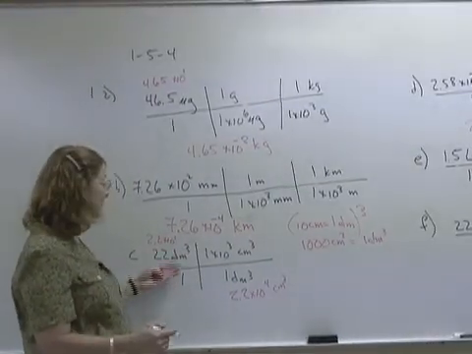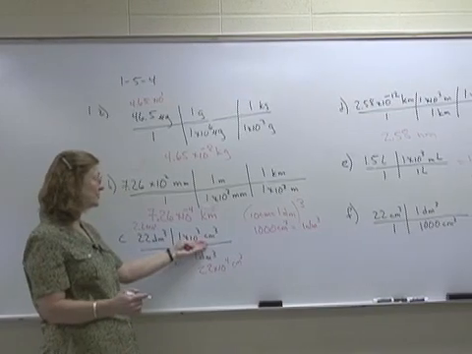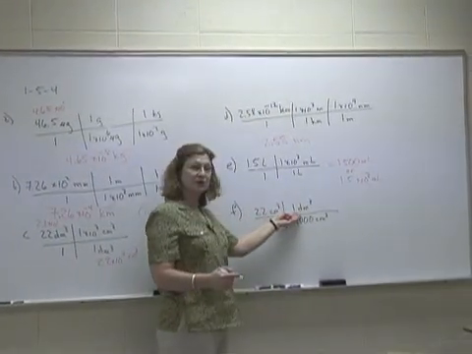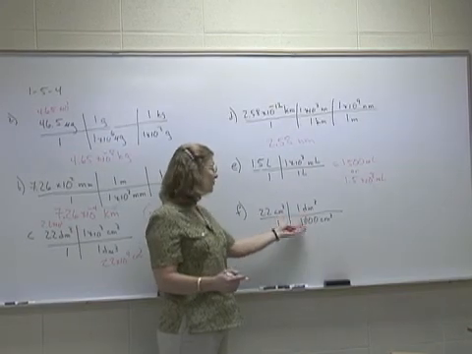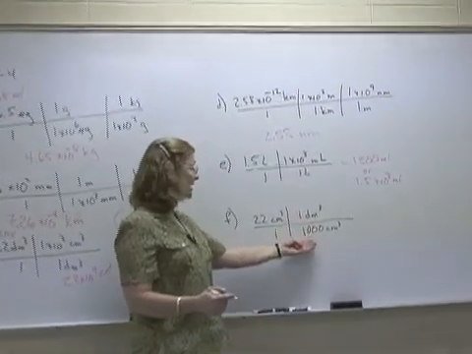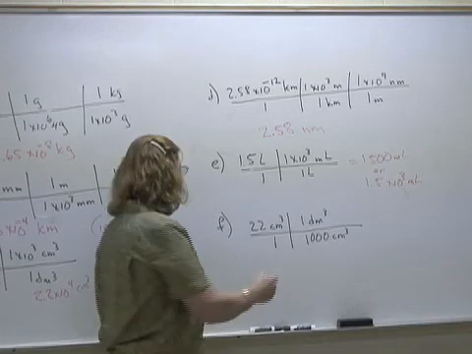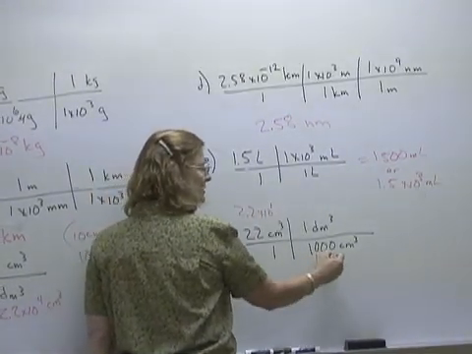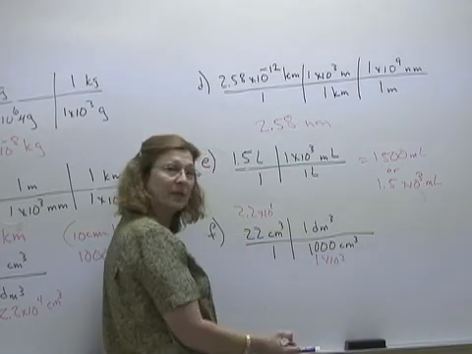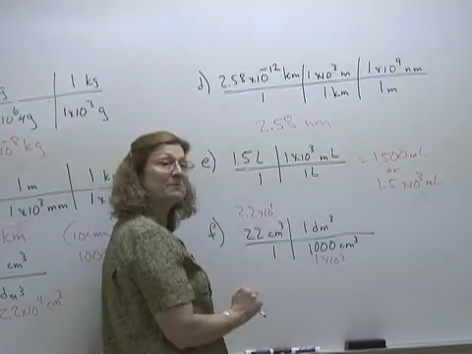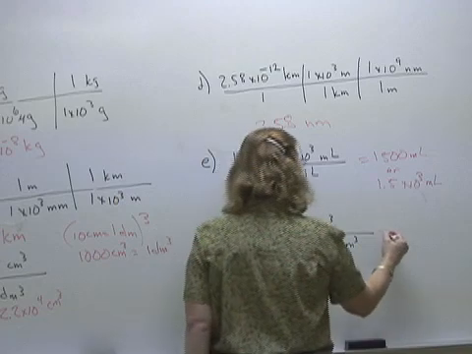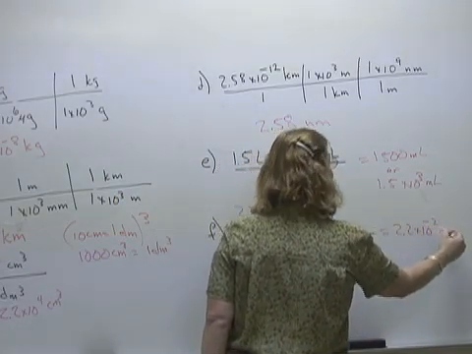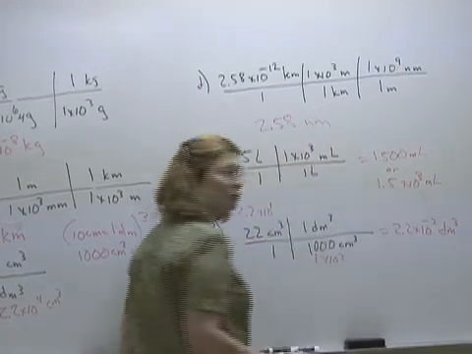The last one, I'm going in the opposite direction of what I did in C. In C, I was going from decimeters cubed to centimeters cubed. Now I'm going from centimeters cubed to decimeters cubed. And remember, what I'm looking for should be in the top, and what I want to cancel in the bottom. So this number is 2.2 times 10 to the 1. This is 1 times 10 to the 3. And 1 minus 3 is minus 2. So my answer is 2.2 times 10 to the minus 2 decimeters cubed.